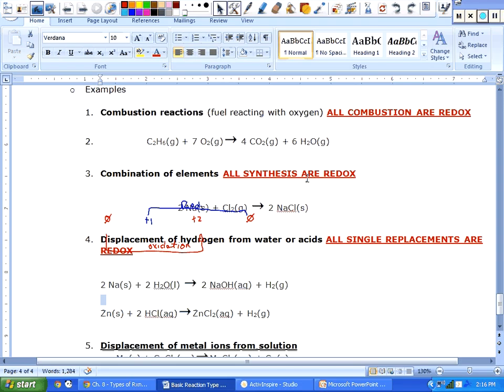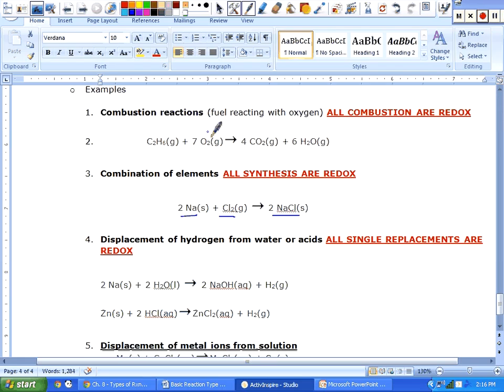All right, synthesis. Listen, what does synthesis mean? You take A and you take B and you make AB. That's synthesis. Combustion. Remember, I haven't taught you this. You're going to see this tomorrow. It's got to have an oxygen and it always produces carbon dioxide and water. That's combustion.